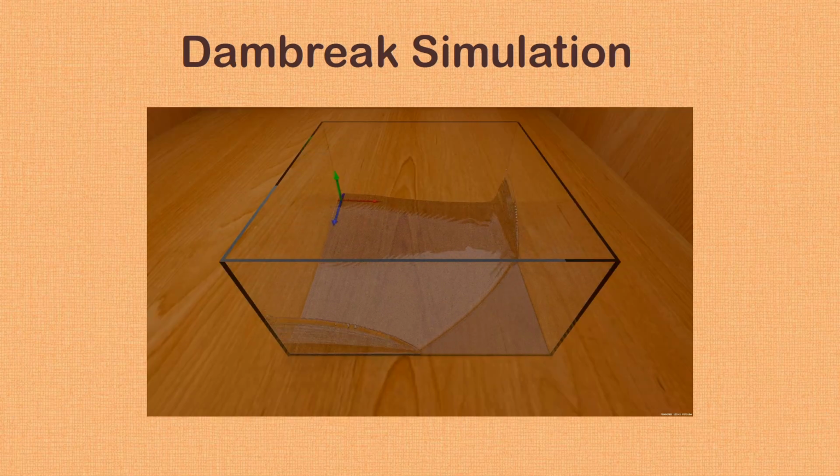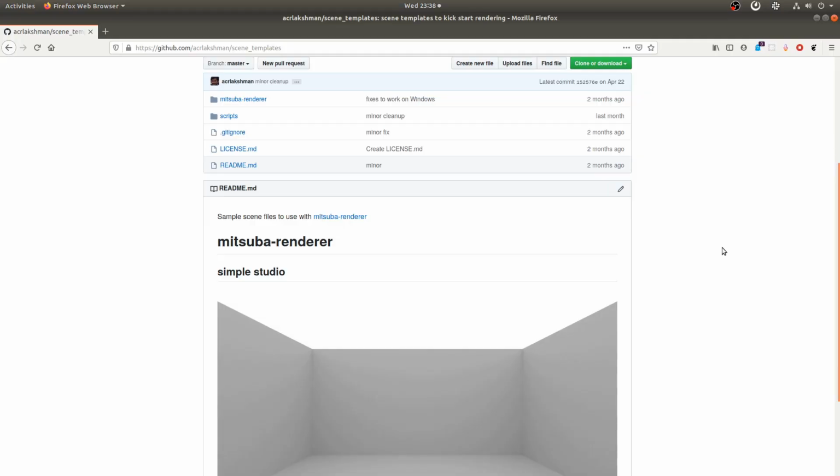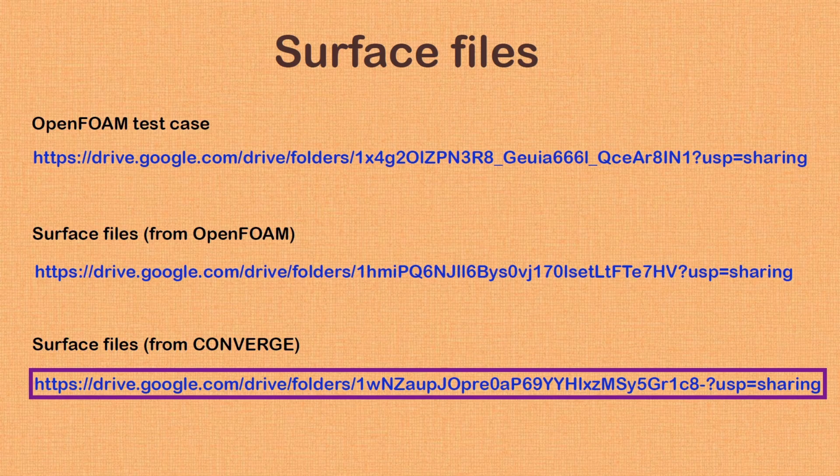Let's get started with preparing a scene file to render Dambreak simulation results. By now, you may have cloned our repository from GitHub. If you have not already done this, please do so using the git clone command and place it in a location of your choice. I will begin by downloading surface files obtained from Converge. Feel free to download any of these or run the simulation by yourself.